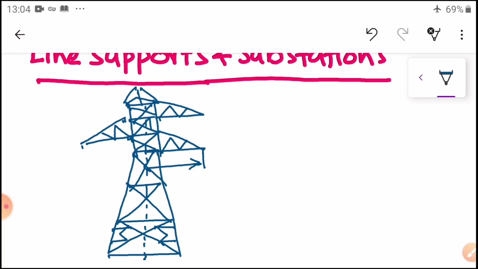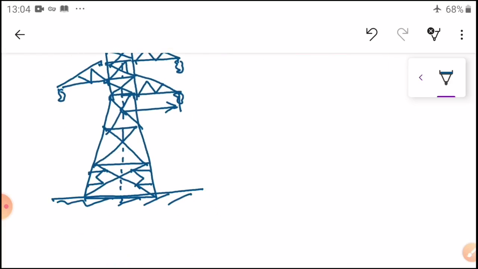Okay, so here everything shows some insulators. So this is the basic thing. Okay, so this is the single circuit tower, dear students. In double circuits, as usual, you write it.